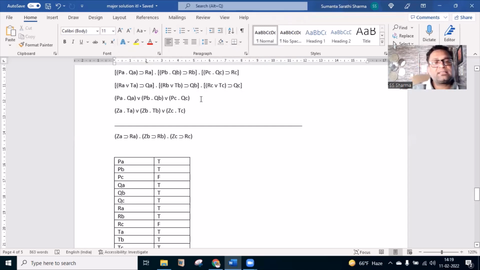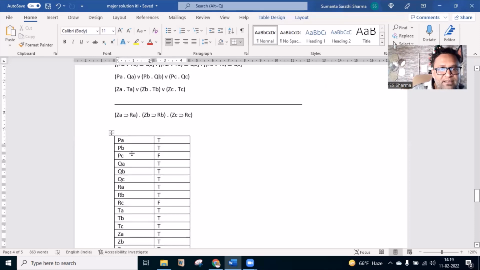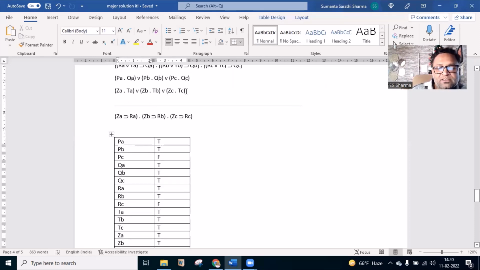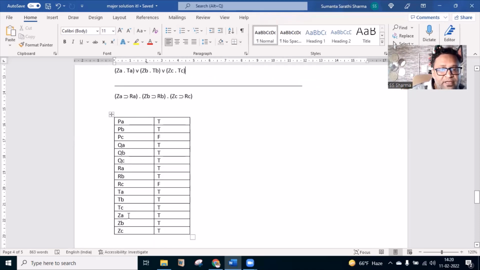Now the next is our third line, that is PA.QA, PB. The advantage with these two lines is that they are connected by wedge functions. So if any one of them is true, it is going to serve our purpose. You can see PA.QA: PA is true as well as QA is true. So this whole line will be true. Similarly, if you come to the next line, that is ZA.TA wedge this, and again it is a wedge function. We have ZA as true and TA is also true. So this part will become true. So the rest of the things will become true.